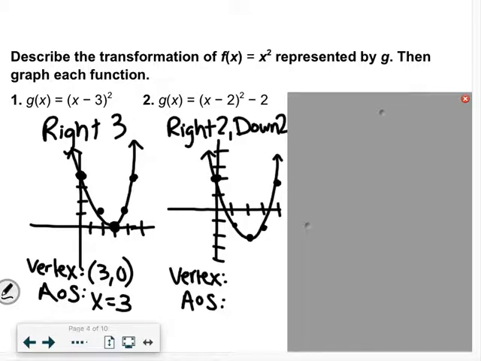Tegan, give me the vertex. 2, -2. That corresponds with right 2, down 2. So that's an easy one. And then Issy can give me the axis of symmetry. x equals 2. I mentioned to a couple people as I was walking around, you have to write it as the equation of a line, so we need the x equals. If you just tell me the axis of symmetry is 2, you'll lose points there. 2 what? 2 left, 2 right, 2 up, 2 down, 2 a point, 2 a line? Don't know. x equals 2 is a vertical line.